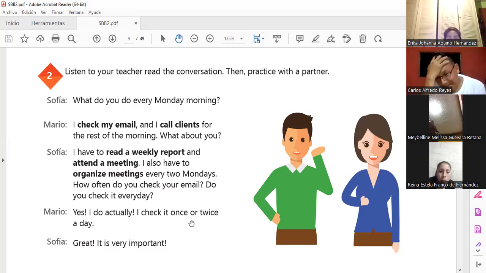What do you do every Monday morning? I check my email. Ahí tiene una coma. I check my email and I call clients for the rest of the morning. What about you? I have to read a weekly report and attend a meeting. I also have to organize meetings every two Mondays. How often do you check your email? Do you check it every day? Yes, I do actually. I check it once or twice a day. Great, it is very important.